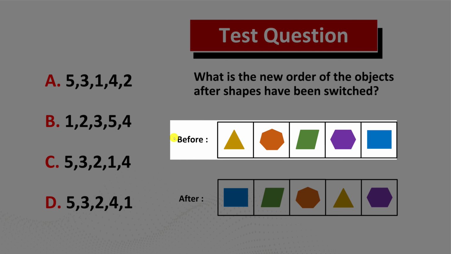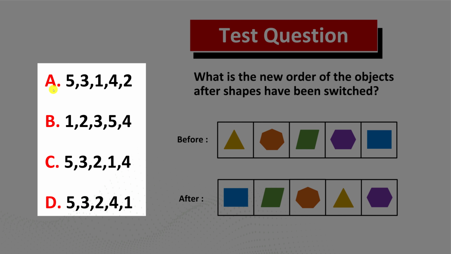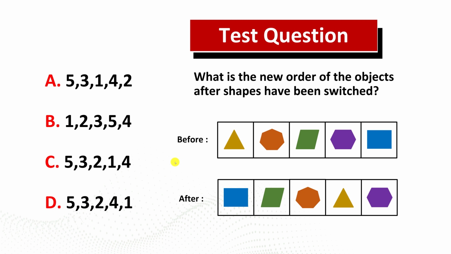And you have the before picture, as well as the after picture, as well as 4 different choices presented. The 4 different choices reflect the new position of the objects based on the original position of the objects in the before picture. Feel free to pause this video and try to solve this challenge.